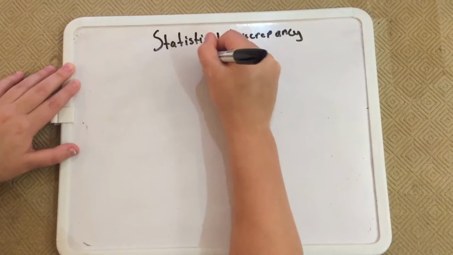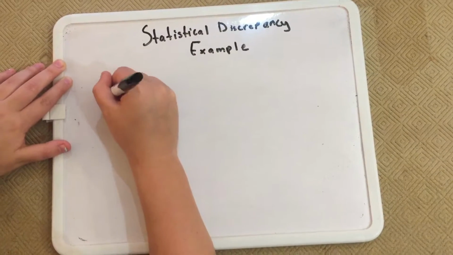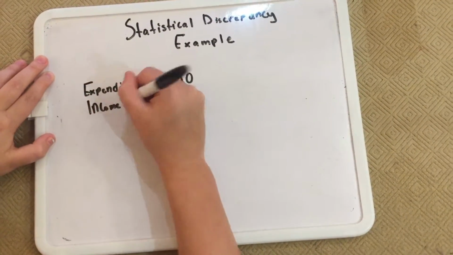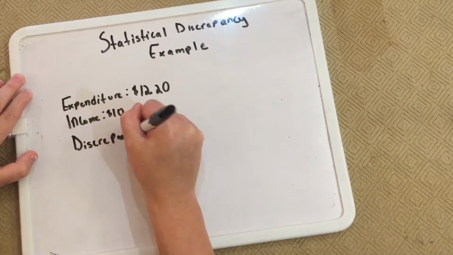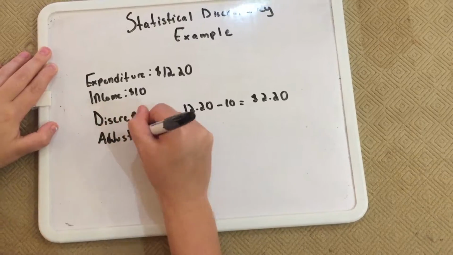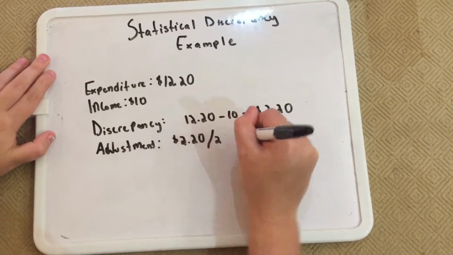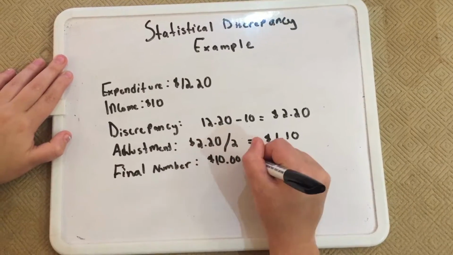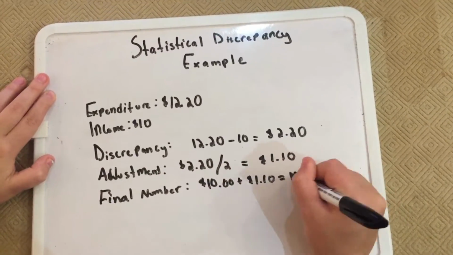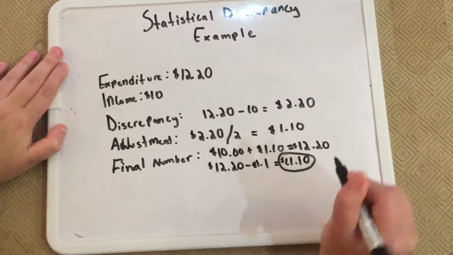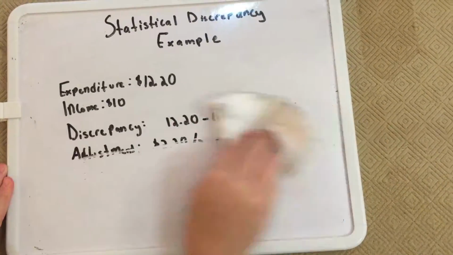An example of this is, if we have an expenditure of $12.20 and the income is $10, then our discrepancy is $12.20 minus 10, which equals $2.20. The next step, we want to find our adjustment by dividing 2.20 by 2, which gives us $1.10. To get the final answer, we use the income and add the adjustment, and then take the expenditure and subtract the adjustment. In the end, both answers equal $11.10.